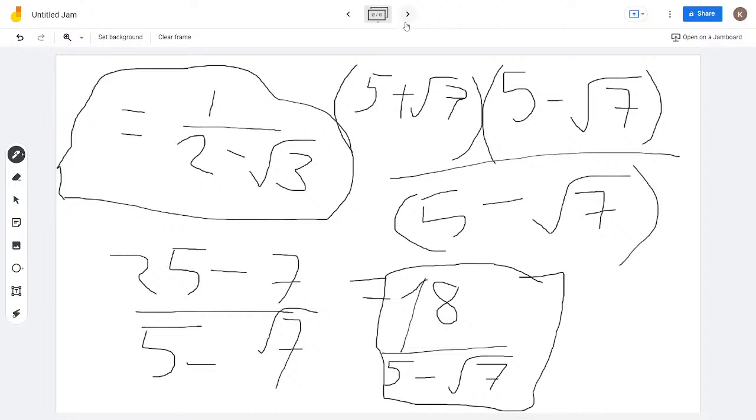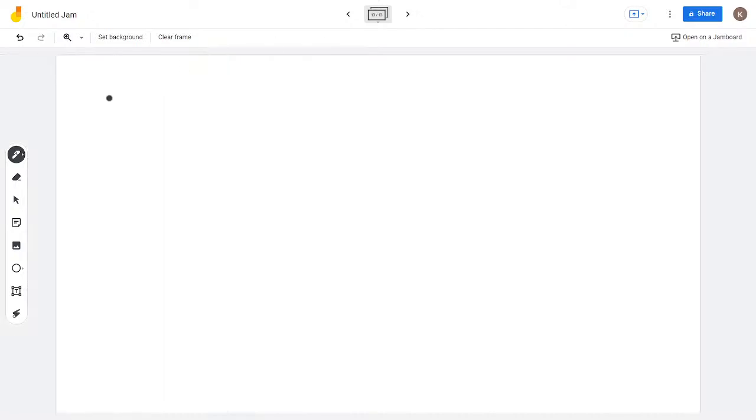Let me give you another example to solve. If you are supposed to rationalize the denominator of a number which is 1 upon 2 minus root 3, what you will be doing, since we are supposed to rationalize the denominator part, right? So here we will be multiplying and dividing the number with 2 plus root 3, since the sign is minus here.